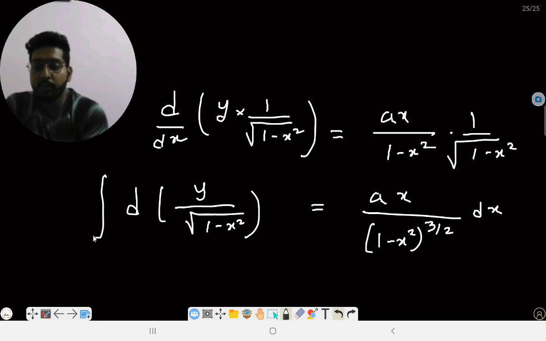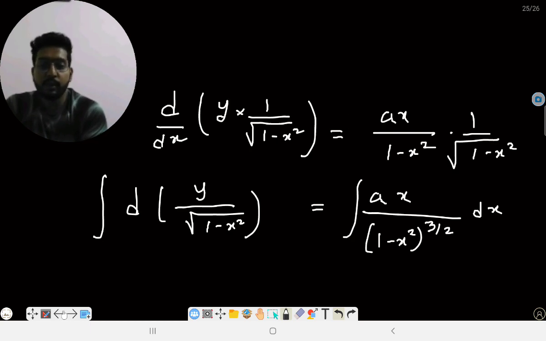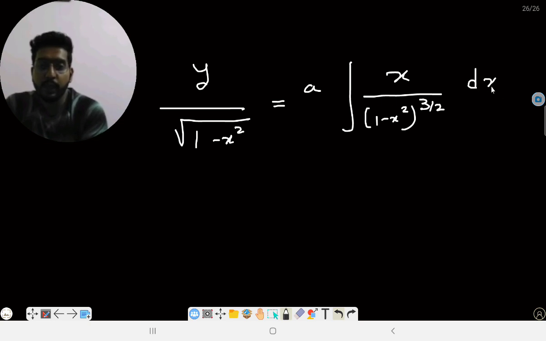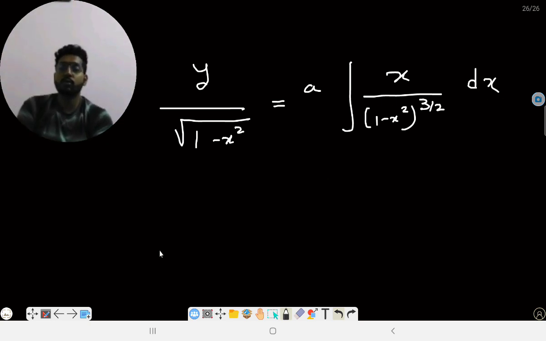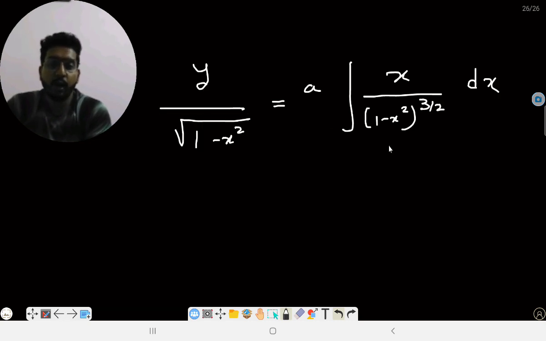Okay, now integrate both sides. Now if I integrate both sides, what will happen? The left hand side will become y by root over of 1 minus x square equals, now a will go there, and it will become integration of x by (1 minus x square) whole to the power 3 by 2 dx, like this. Now how to solve this integration? Okay, now this integration is very easy.